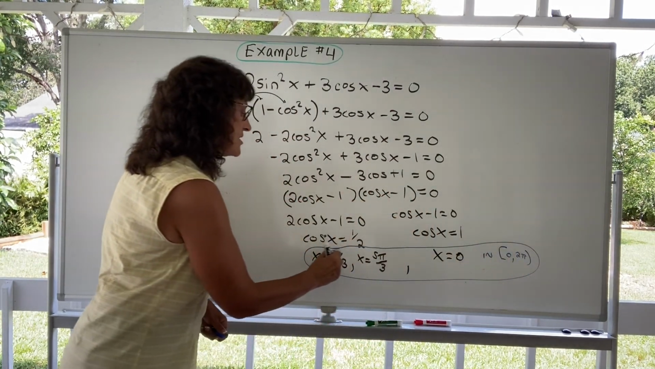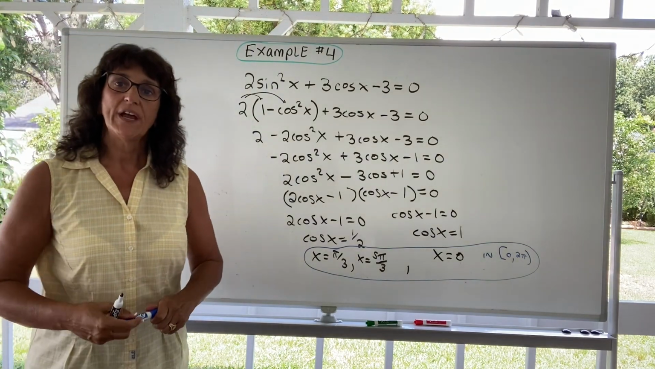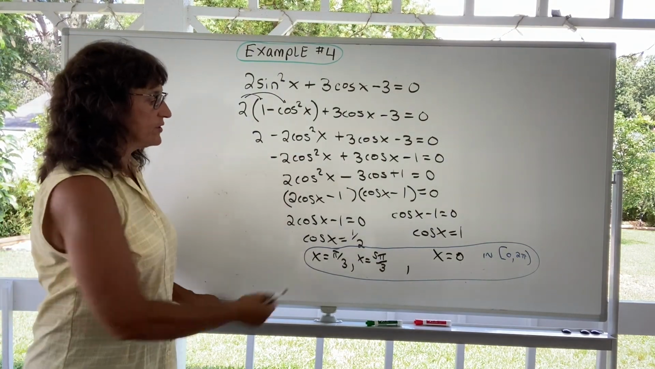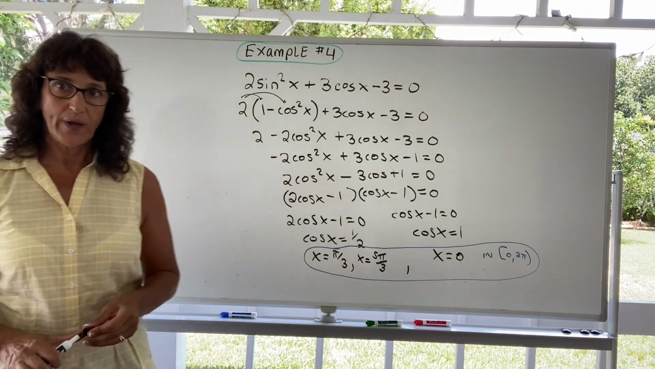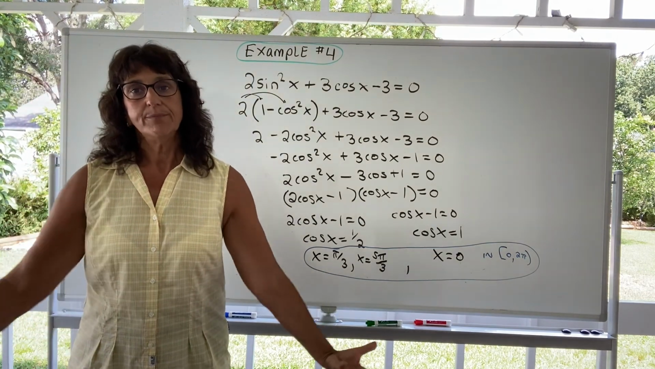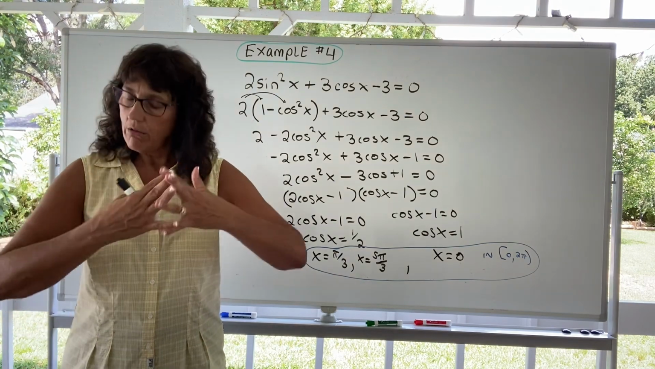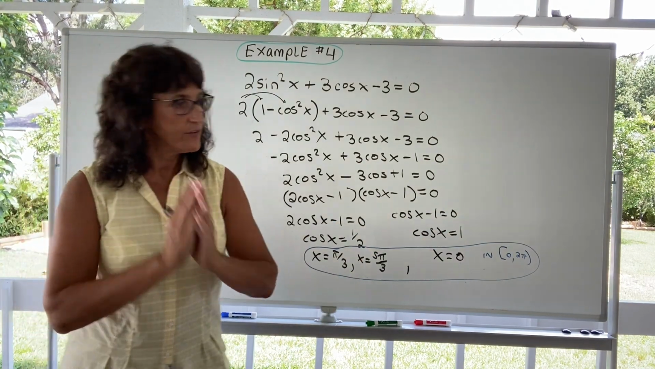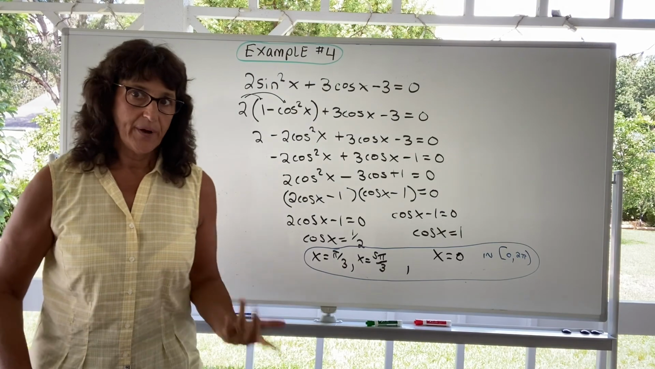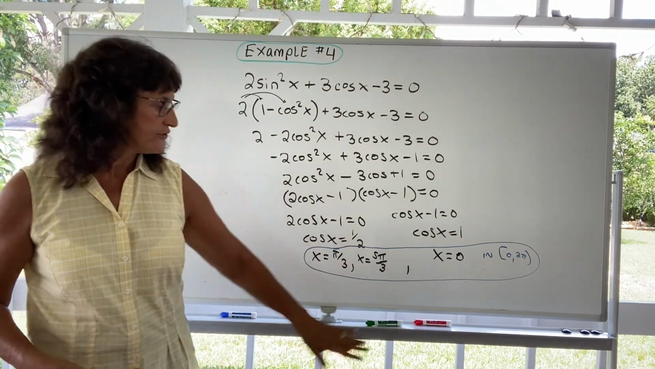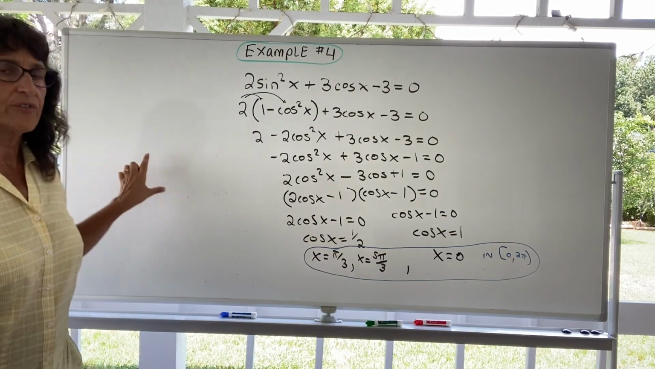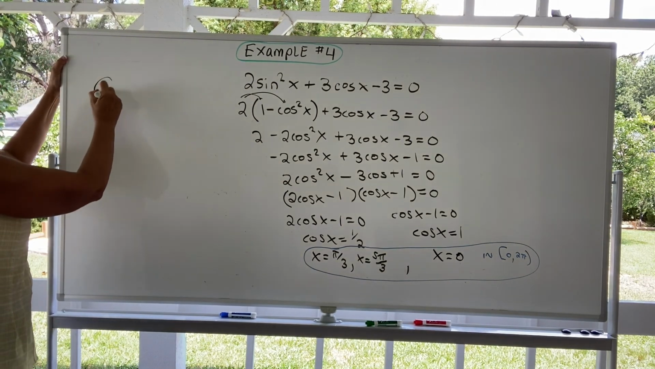Okay, so what if we want to write a general solution? Because with these trig equations, we have infinitely many solutions. What if we need to represent all the infinitely many solutions and not just the solutions from 0 to 2 pi? So we want to write a general solution. I have some space over here, so let's write the general solution over here.